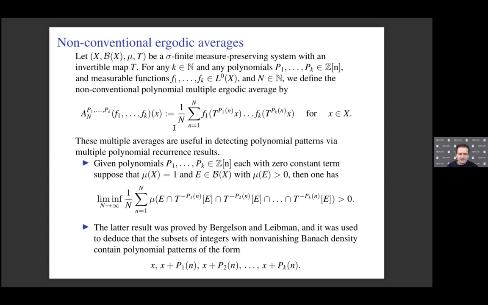multiple recurrence results. In fact, this was done by Bergelson and Leibman in the early 1990s, who were able to deduce that if we have a set of integers with positive Banach density, then this set must contain polynomial patterns of this form. And they were able to deduce this result by establishing the following analog of Furstenberg's result with polynomial orbits.